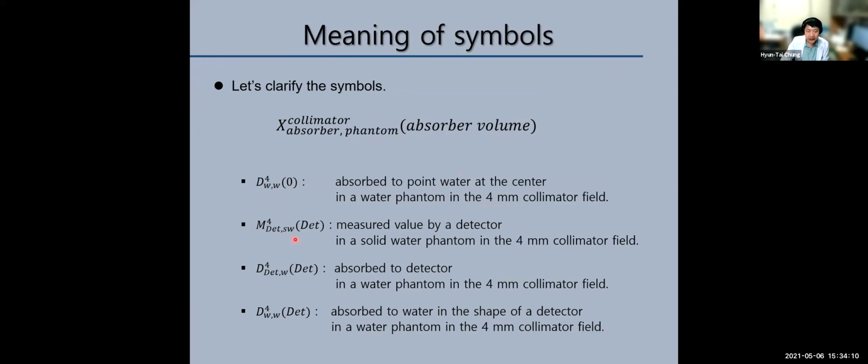M for detector in solid water means the measured value by a detector, and the material is also detector, and the phantom is solid water, and the field is 4 mm. D4 detector in W is the observed dose to detector in a water phantom. Okay, this is the solid water phantom, this is the water phantom. And D4 WW detector is the observed dose to water, but the shape is not a point now. The shape is the same as the shape of the detector. But the detector is formed with water in this case, and the phantom is water. So we have 4 factors to consider for each quantity.